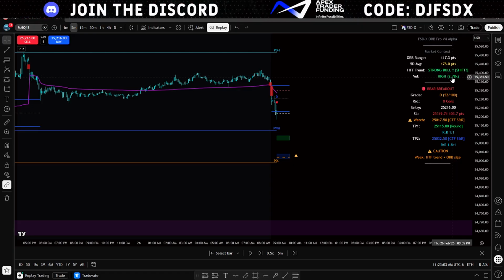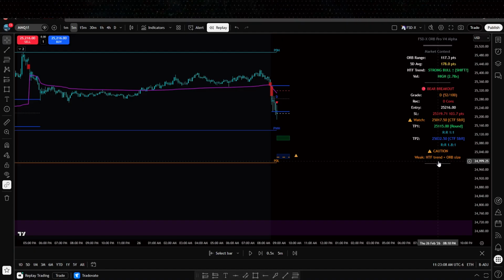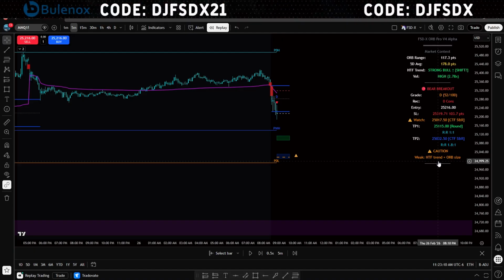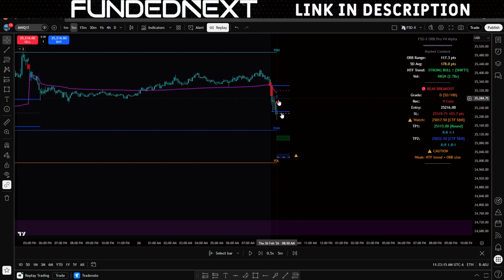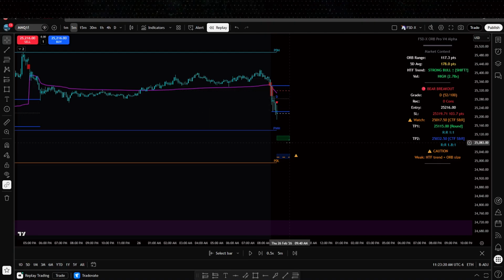We did have really good volume. When we look down here, okay, we're counter trend trading in the orb. It's only 8 points away from being a C, so it could be taken. If you wanted to take this, it still gives you your SL and your TPs. So that's something to be aware of.